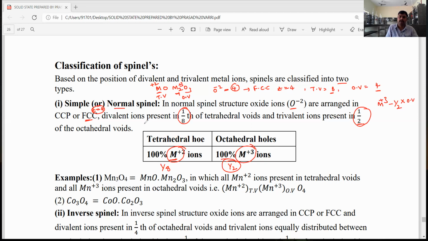Example for simple or normal spinel: Mn3O4. Okay, all Mn+2 ions are in tetrahedral voids, and all Mn+3 ions are in octahedral voids. Another example, cobalt oxide, Co3O4 also. This is also an example for simple or normal spinel.